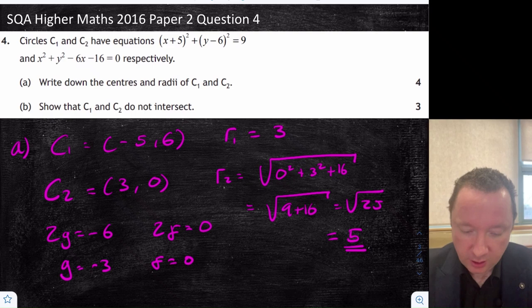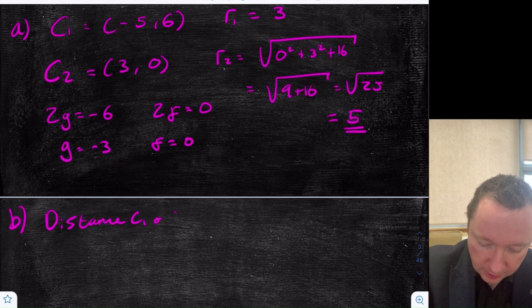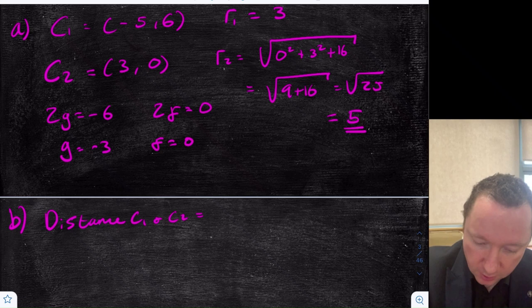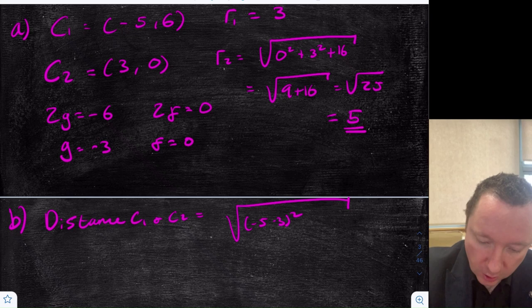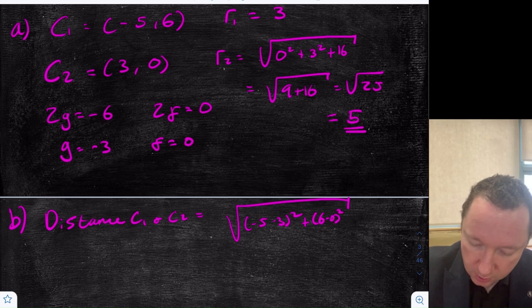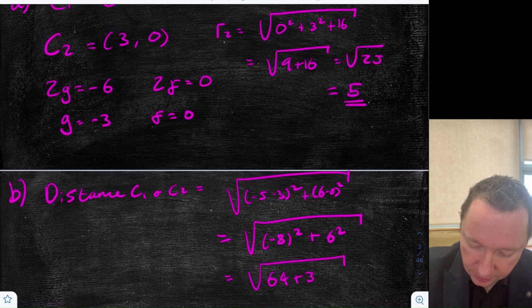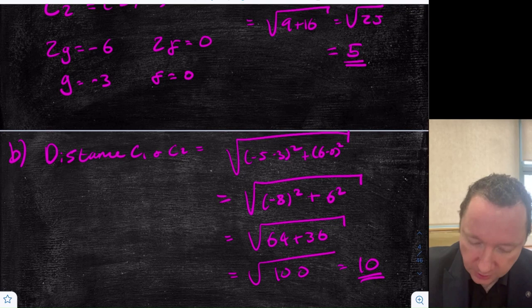between C1 and C2, well, that's just Pythagoras, so it's minus 5 minus 3 squared plus 6 minus nothing squared, distance formula. So that is the square root of minus 8 squared plus 6 squared. That's the square root of 64 plus 36. Square root of 100, which equals 10. So there's the distance between the centres.